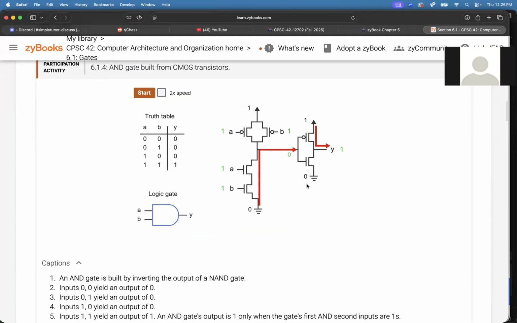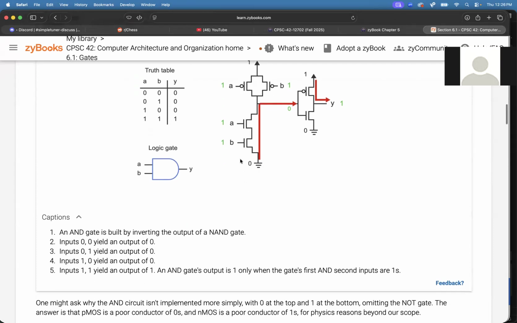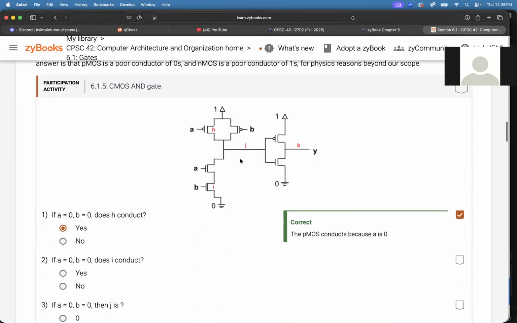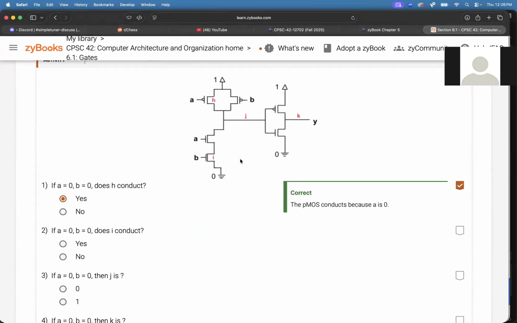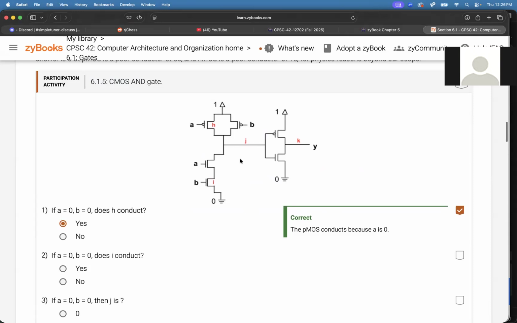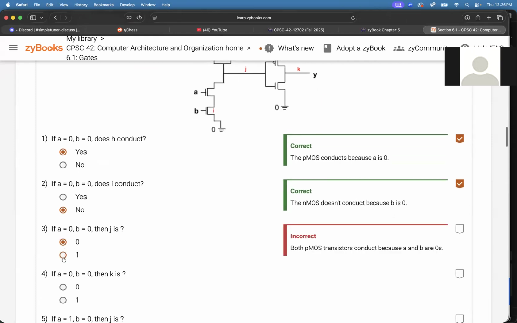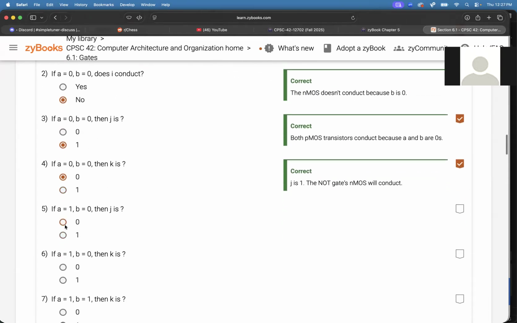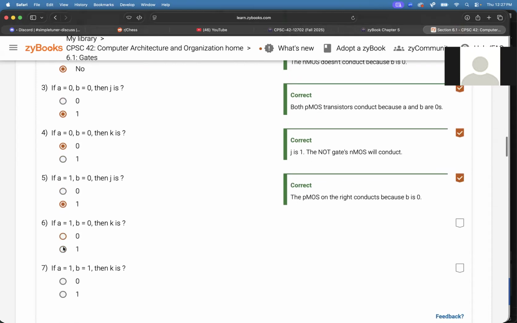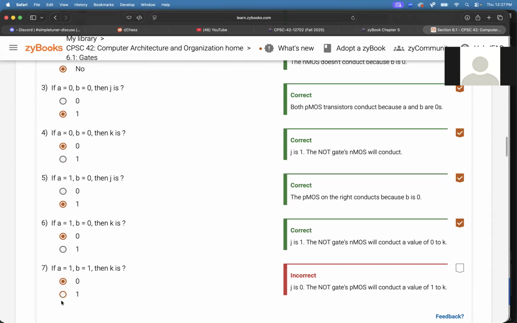And then we have over here what it looks like in transistors. So the questions are going to ask us some stuff about that, but we're just going to click through them or ignore them for now. They're asking, does H conduct, does J conduct, does I conduct, does K conduct? That's going to be based on the values that you see next to the transistors. We just haven't gone over it yet. So you can click through them and get the answers, but we are not going over that in this lecture.